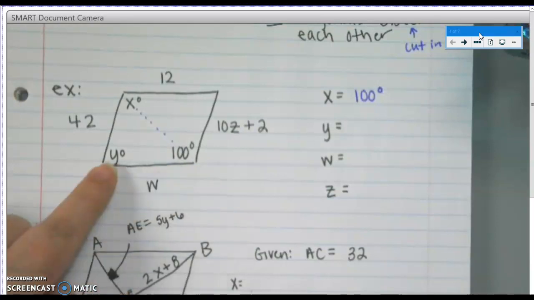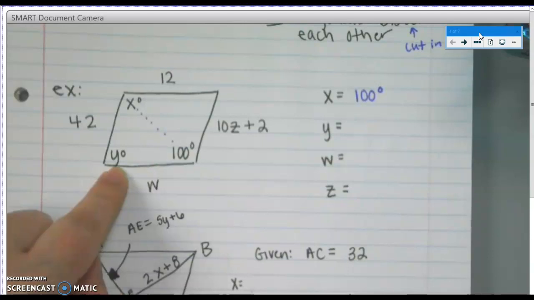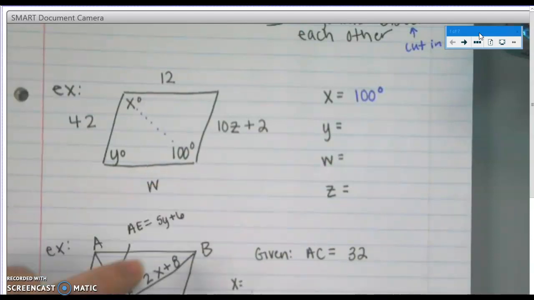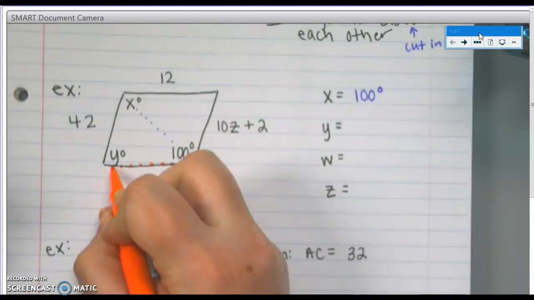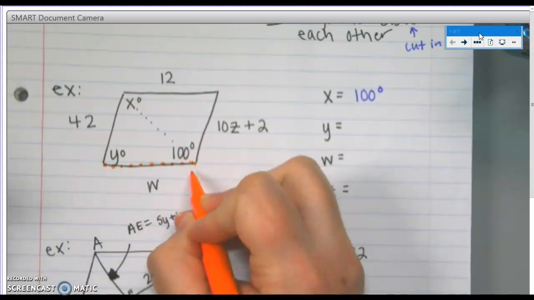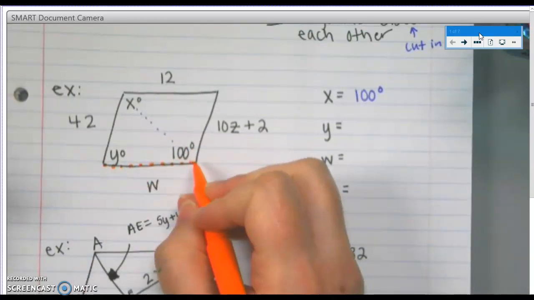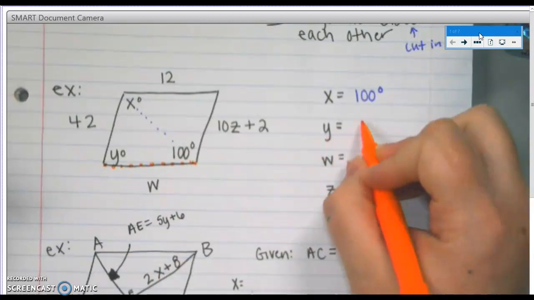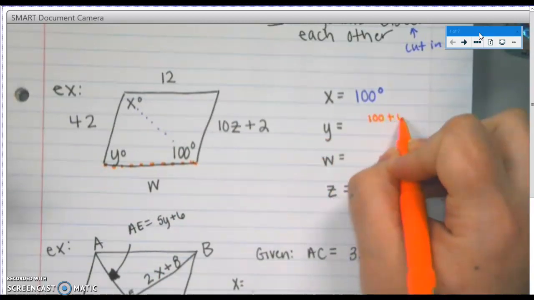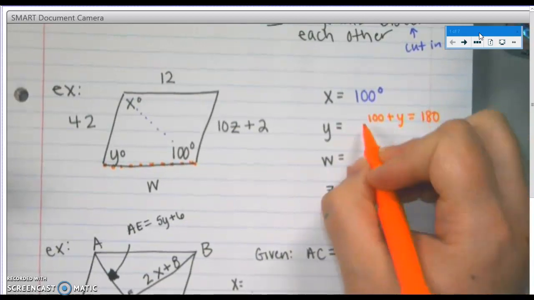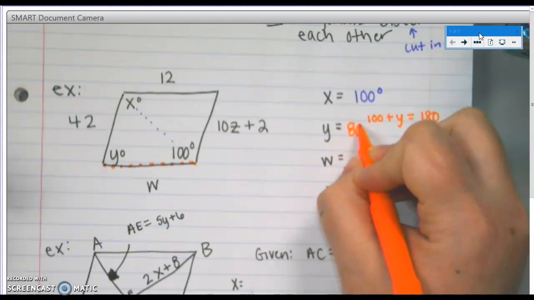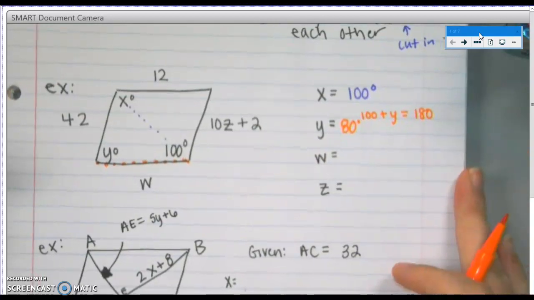All right, so Y is consecutive. Y is going to be consecutive to that angle because they are connected. They're back to back. They're on the same side of the parallelogram, so they have to add up to 180. So I know 100 plus Y has to add up to 180. I purposely picked one that would be kind of easy math to do. So Y has to be 80 degrees.